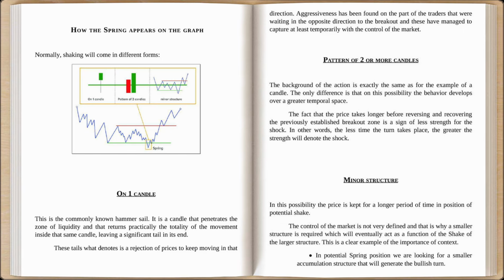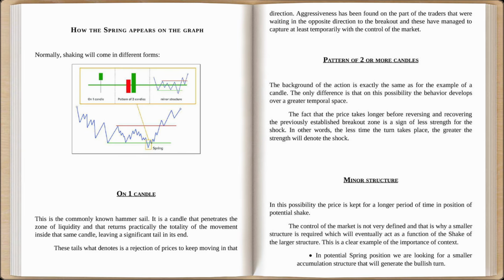How the spring appears on the graph. Normally, shaking will come in different forms. One candle: this is the commonly known hammer shape. It is a candle that penetrates the zone of liquidity and returns practically the totality of the movement inside that same candle, leaving a significant tail at its end.